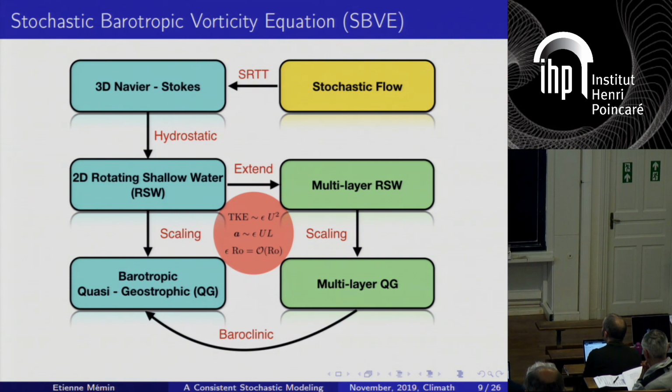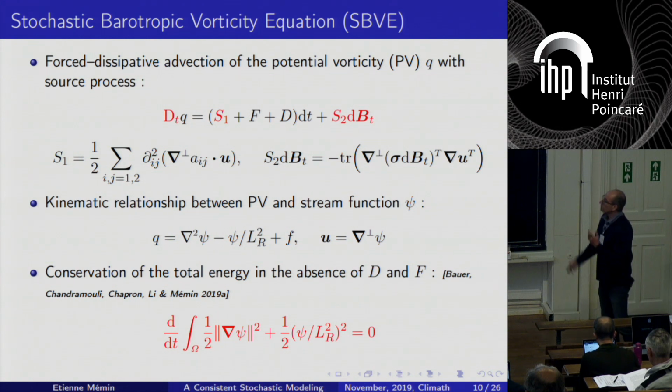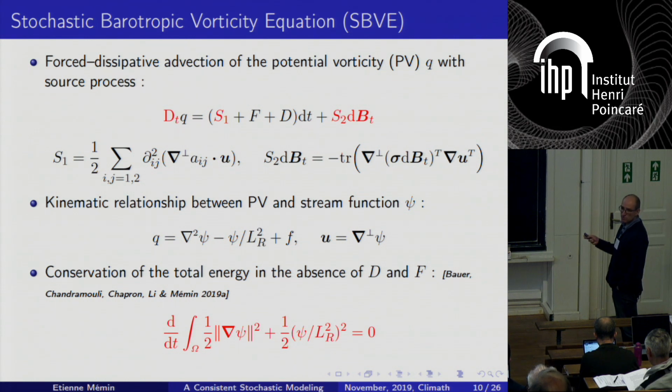And by doing so and discussing all the terms of your system, you end up with a QG model in which you have an evolution equation for the potential vorticity, which includes two additional source terms compared to the deterministic case. These two terms are given here and here. There is a finite variation term and a martingale term. And you have also the relation between the stream function and the stochastic potential vorticity. This is the usual relation.